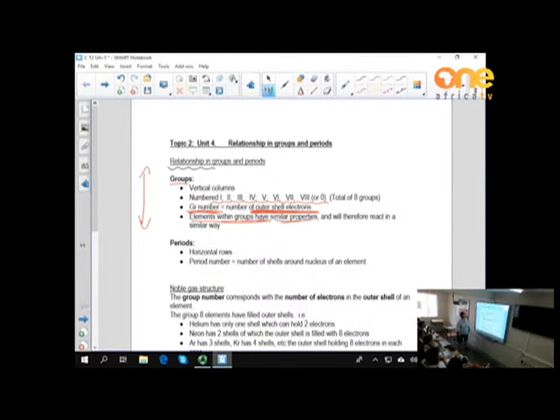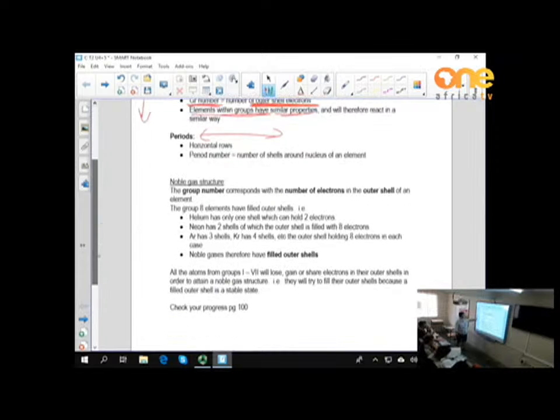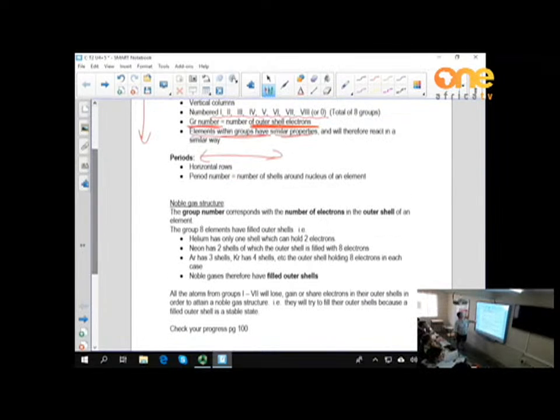All right. The periods are the horizontal rows. The first period contains 2 elements, hydrogen and helium. Then the next period contains, well, at this point, 8 elements, and the next one, 8 elements, and then the next one contains more than 8. But don't worry about that, all right?